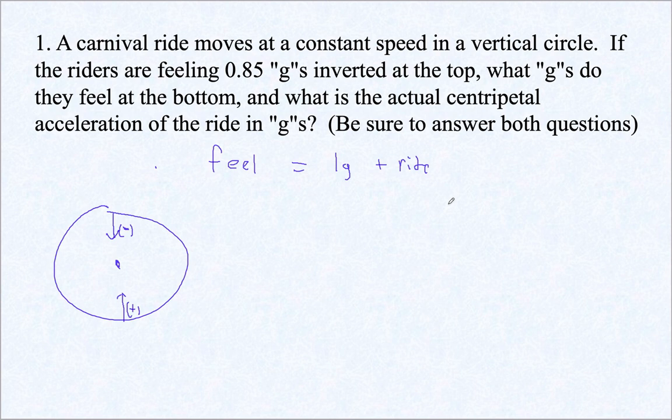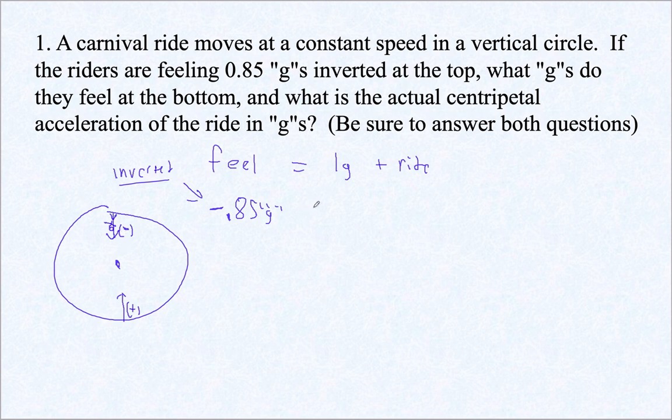Okay, so we feel an inverted G force, so 0.85 Gs, and I'm putting the minus sign. That's inverted, right? And by the way, inverted just means that you could stand on this ride and you would feel almost normal. You'd feel 85% as heavy as you normally do. You wouldn't fall off the ride. It's accelerating down so fast that it would hold you on the ride, just like the bucket of water, right?